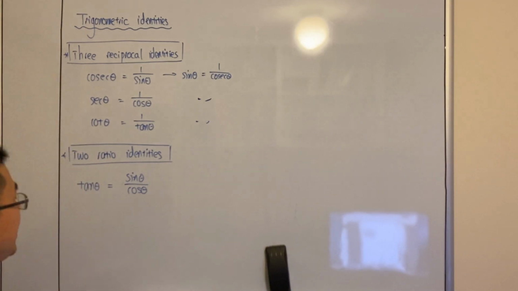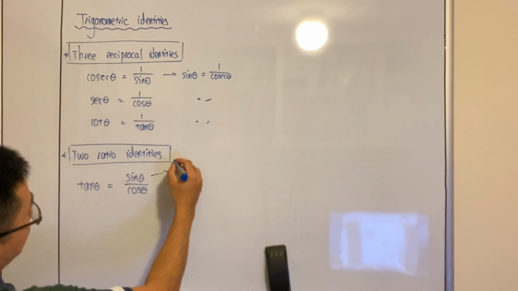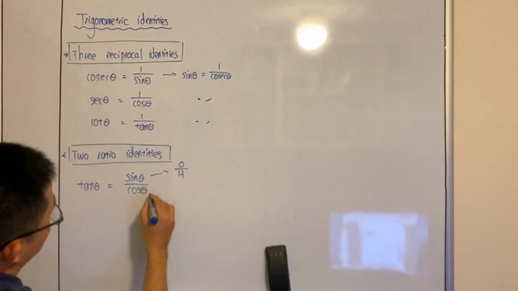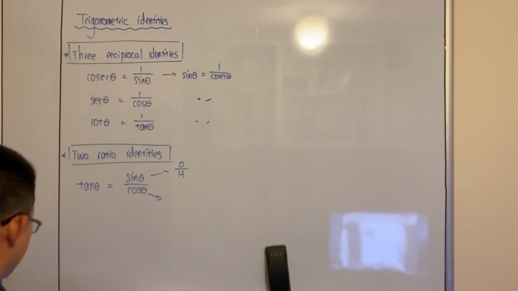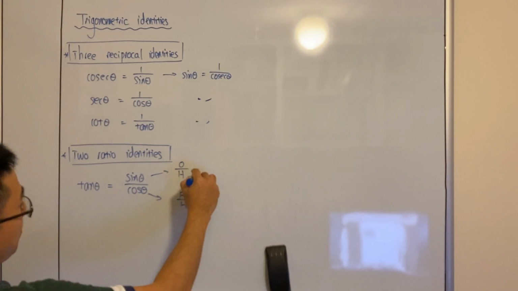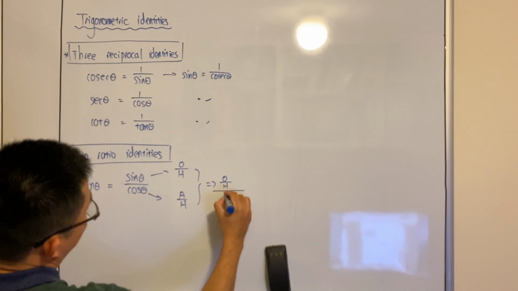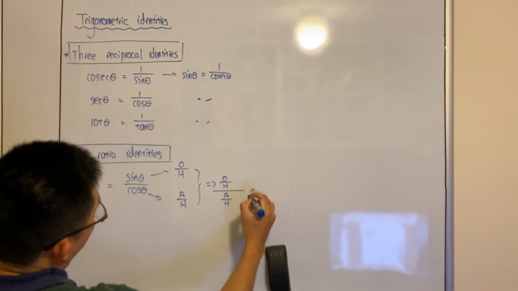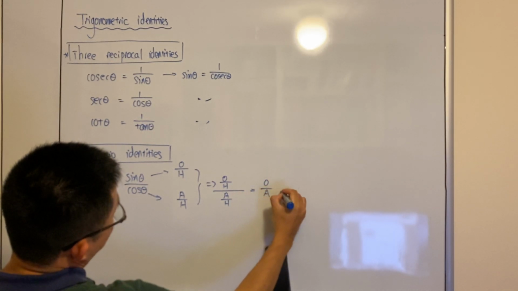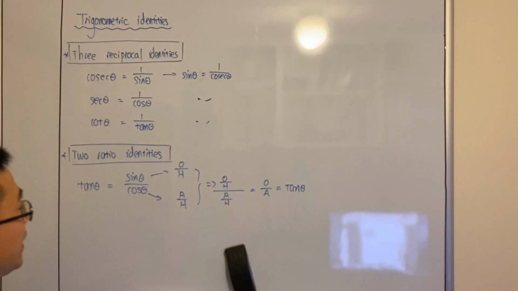Alright? Now the reason for that is we can actually prove it using SOHCAHTOA. We do know that sine theta is equal to opposite over hypotenuse, and cosine theta is equal to adjacent over hypotenuse. Then if we combine these two together, we get opposite over hypotenuse divided by adjacent over hypotenuse, which is equal to opposite over adjacent. And that is exactly equal to tangent theta. So that's why it's called the ratio identities.